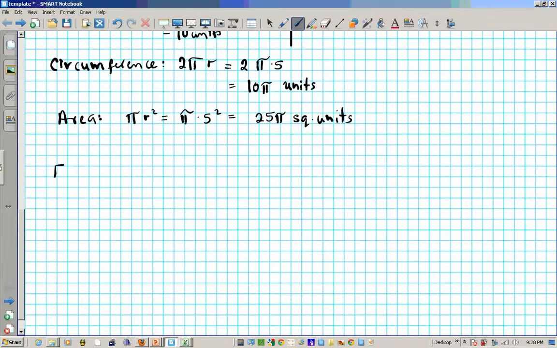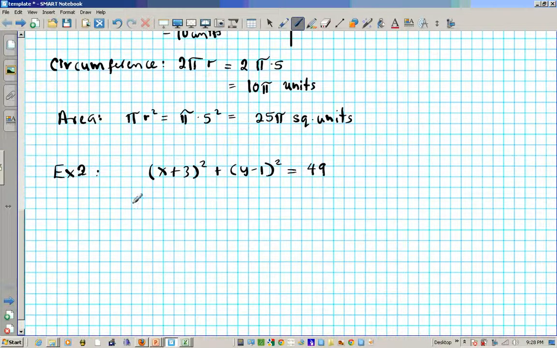In example 2, we're going to do the same thing, but we're going to be taking a look at the equation. Example 2, we're taking a look at the equation (x + 3)^2 + (y - 1)^2 = 49. Alright, so first thing we're going to do, we need to find the center and the radius.